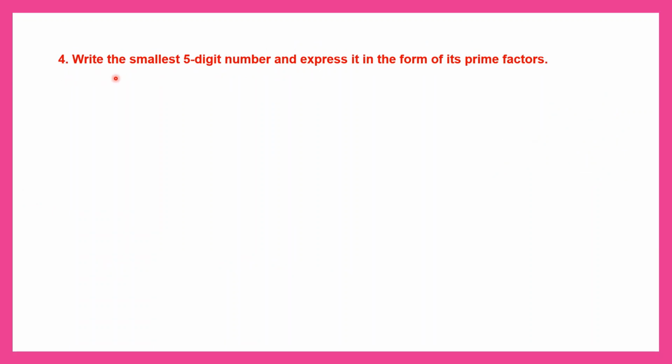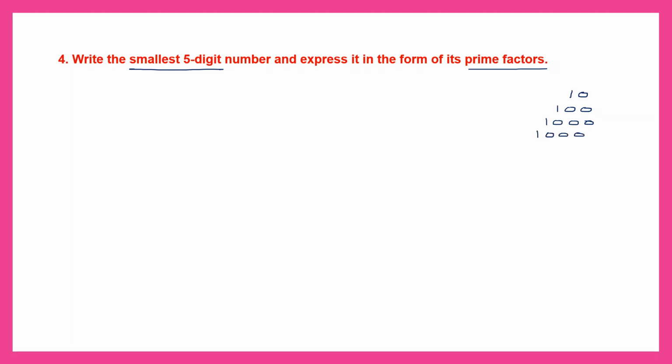Question 4. Write the smallest five-digit number and express it in the form of its prime factors. So again, we have two parts here. First, we have to write the smallest five-digit number and then write its prime factors. Now, let's start with the smallest two-digit number. That's 10. Three-digit number will be 100. Four-digit number is 1 followed by 3 zeros. So 5-digit number will be 1 followed by 4 zeros.